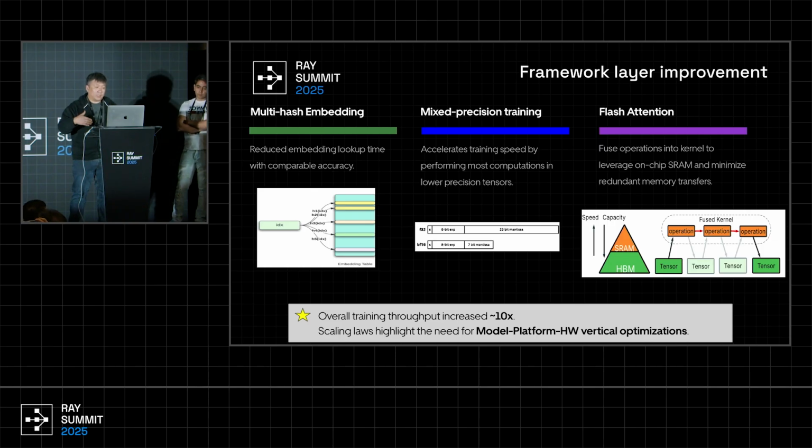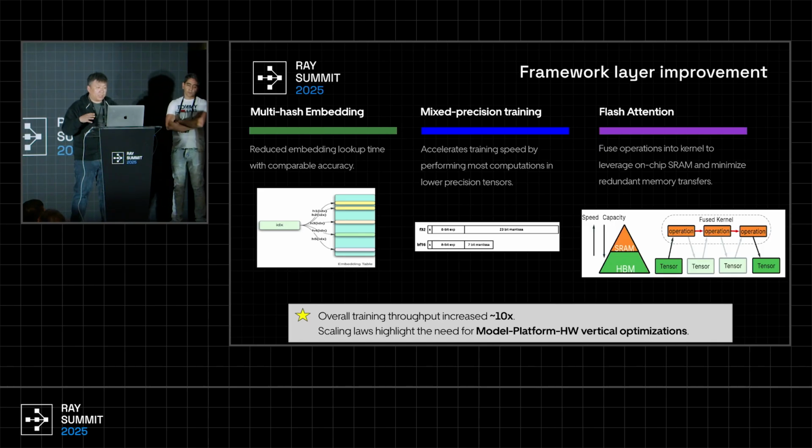By doing that, we can accelerate the overall training speed. We didn't put everything in low precision because we think the mixed precision strategy can benefit from the numerical stability of the entire system. Lastly, we do flash attention. It's kind of like a kernel fusion optimization.